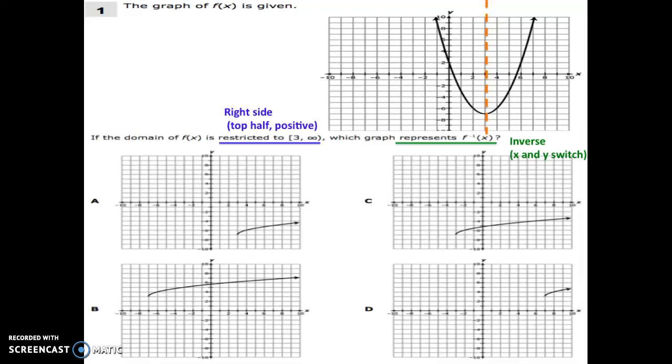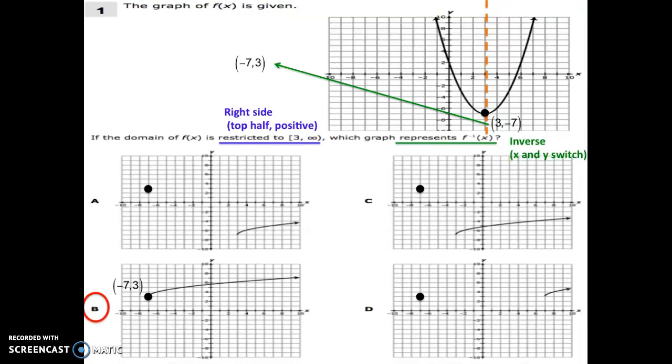F negative 1 of x means the inverse. The inverse is when the x and the y coordinates are switched. So what I want to do is locate a point on the original graph. In this case, the vertex is going to be an important point, and I'll label that vertex. So 3, negative 7 is my vertex. Because I'm looking for the inverse, that 3, negative 7 is going to switch and become negative 7, comma 3. So I've got to look at these answer choices and look for which one has the correct coordinate, negative 7, comma 3. Only one of them has the negative 7, comma 3, answer choice B.